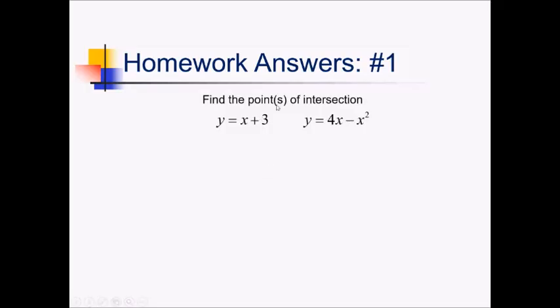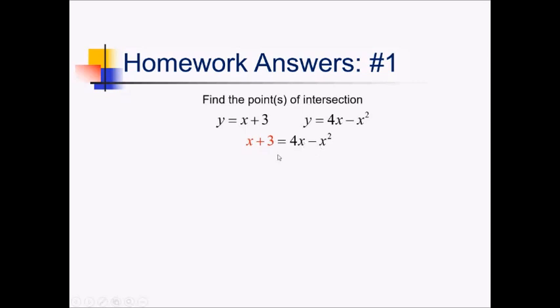To find the point of intersection for this system, I'm going to replace the y over here with this x plus 3, because x plus 3 equals y in this first equation. So writing x plus 3 equals 4x minus x squared will let me get started on solving for x.